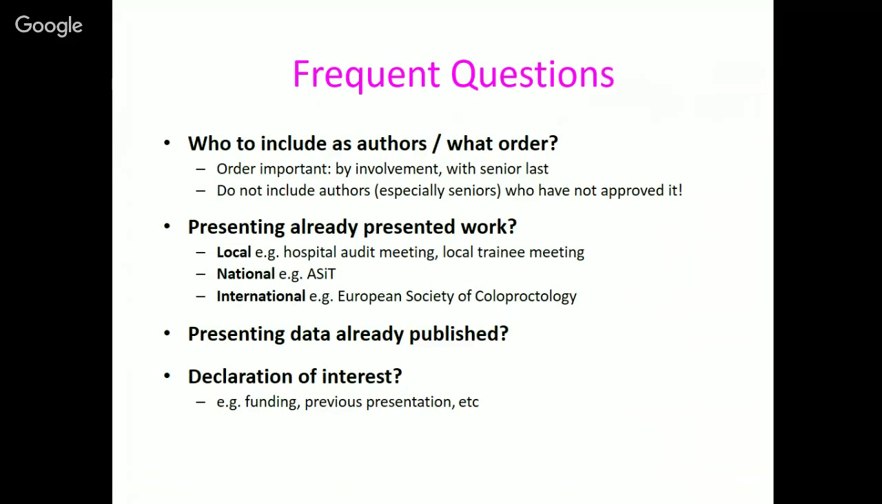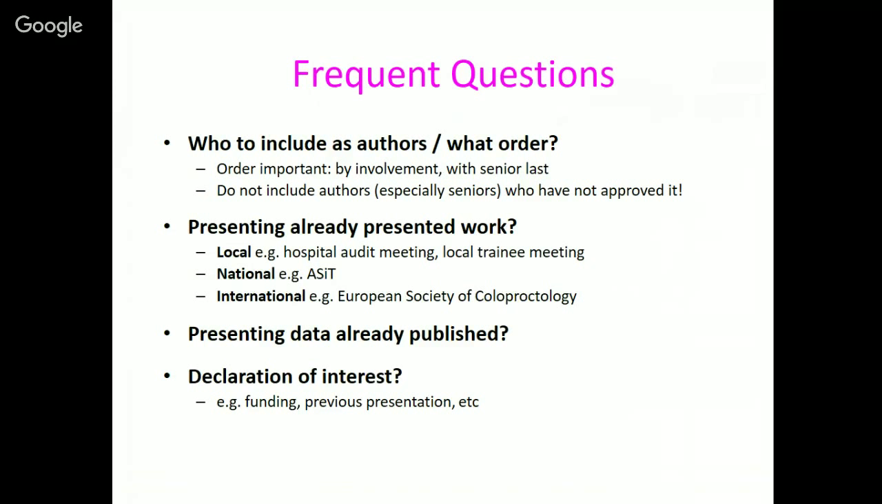Now, I get a lot of questions asked around some of these points when it comes to writing abstracts. One of the typical ones will be who to include as an author and what order to list the names of people involved. An important point to be aware of when it comes to academic writing for a journal paper or for an abstract is that the list is usually in order of contribution.